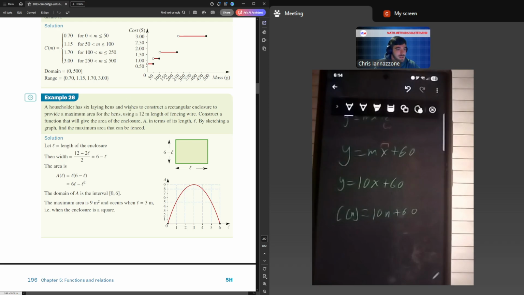Anyway. Point being, they're going to construct a rectangular enclosure to provide a maximum area for the hens. All right, so we want to create this rectangle that is going to be the enclosure, and we want to maximize the area of that particular thing. We're told we get 12 meters of fencing wire, and well, yeah, that's everything before this statement.